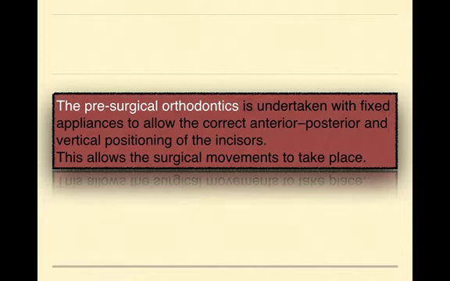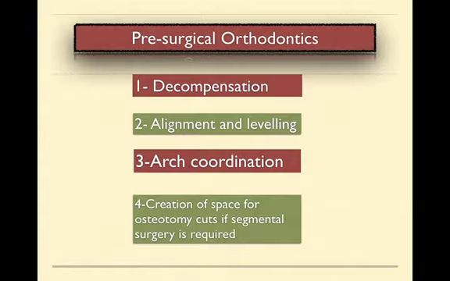So what is the aim of the pre-surgical orthodontics? It's a treatment that is done before surgery to allow the correction of the anterior, posterior, and vertical position of the incisors. And this allows the surgical move to take place. So let's go and dig deeper into the pre-surgical orthodontics. First we do what we call decompensation, then alignment and leveling, arch coordination, then create, in some cases, enough space for osteotomy cuts if segmented surgery is required.